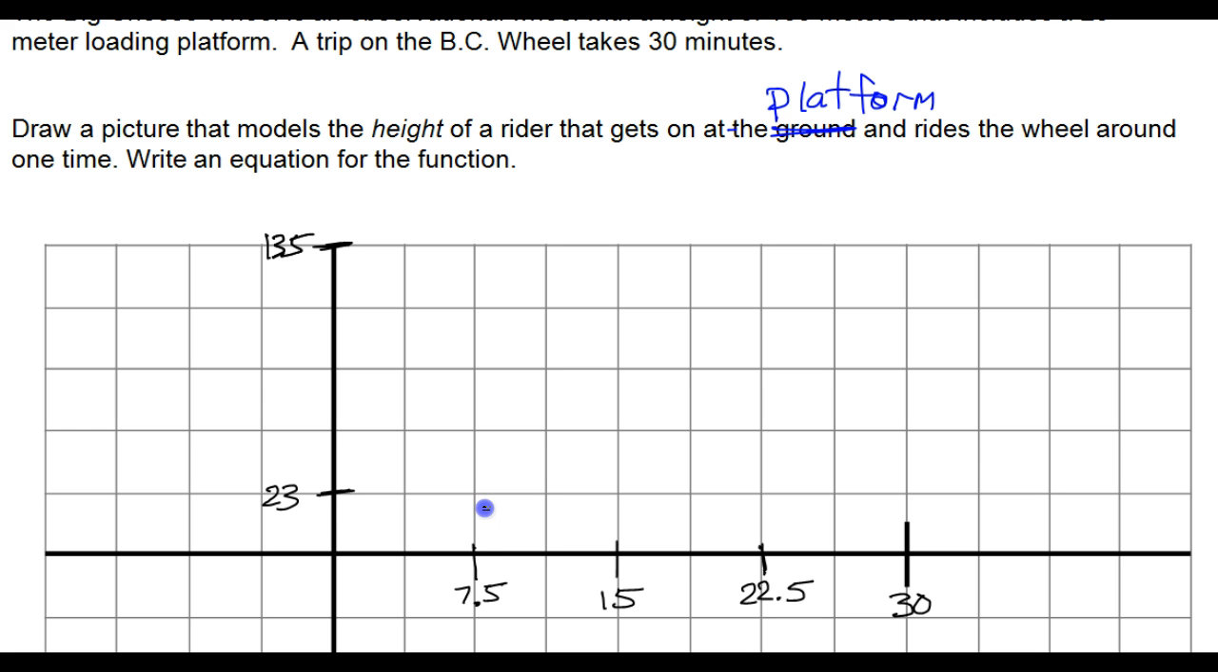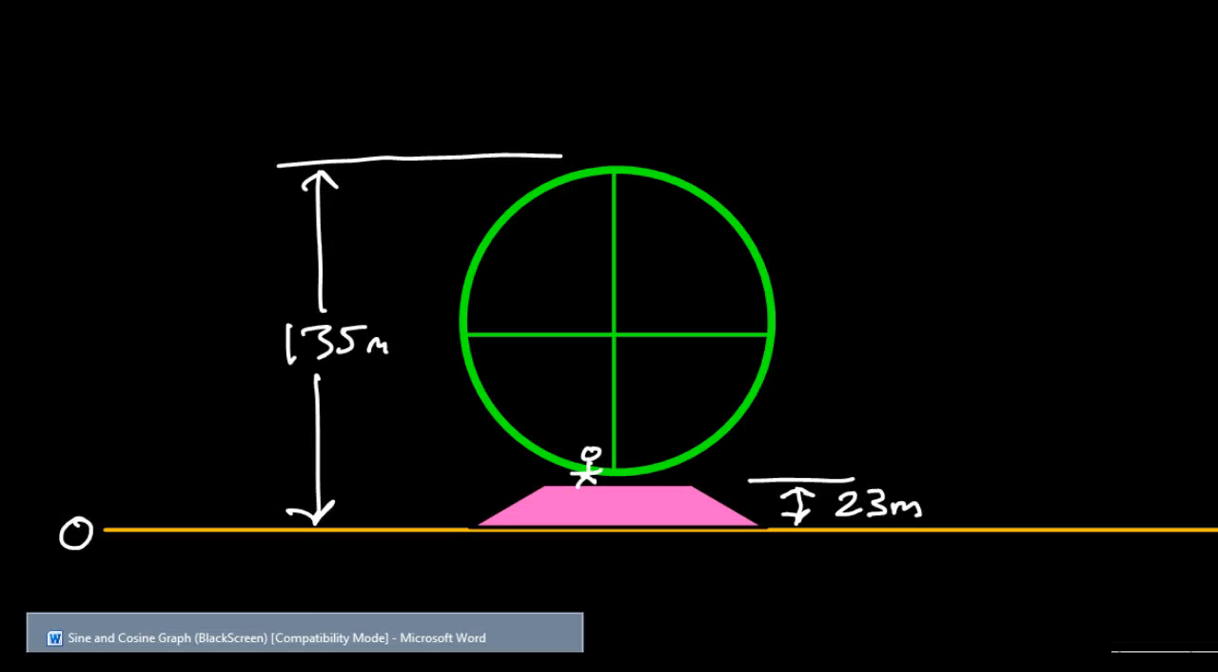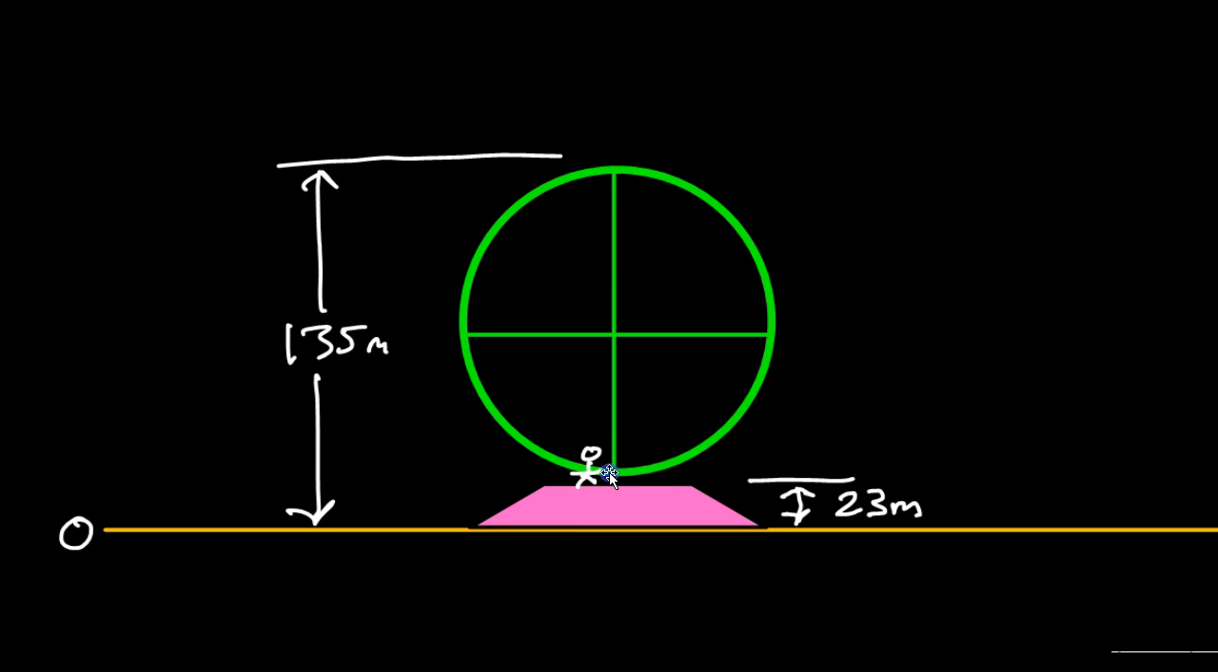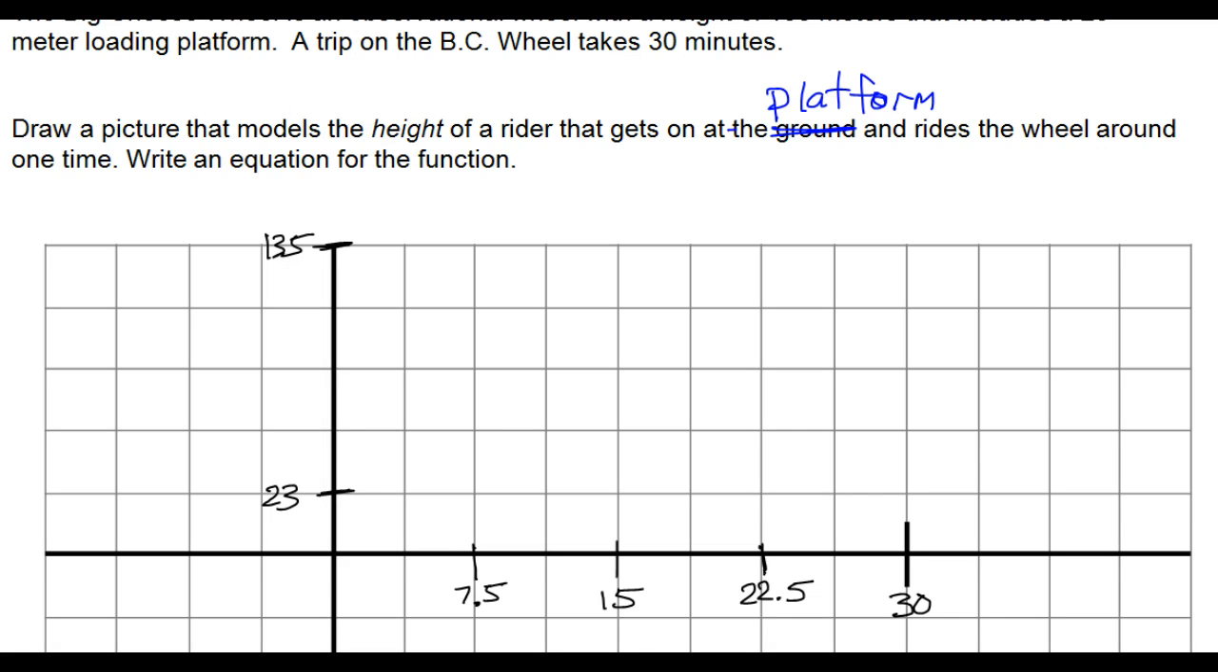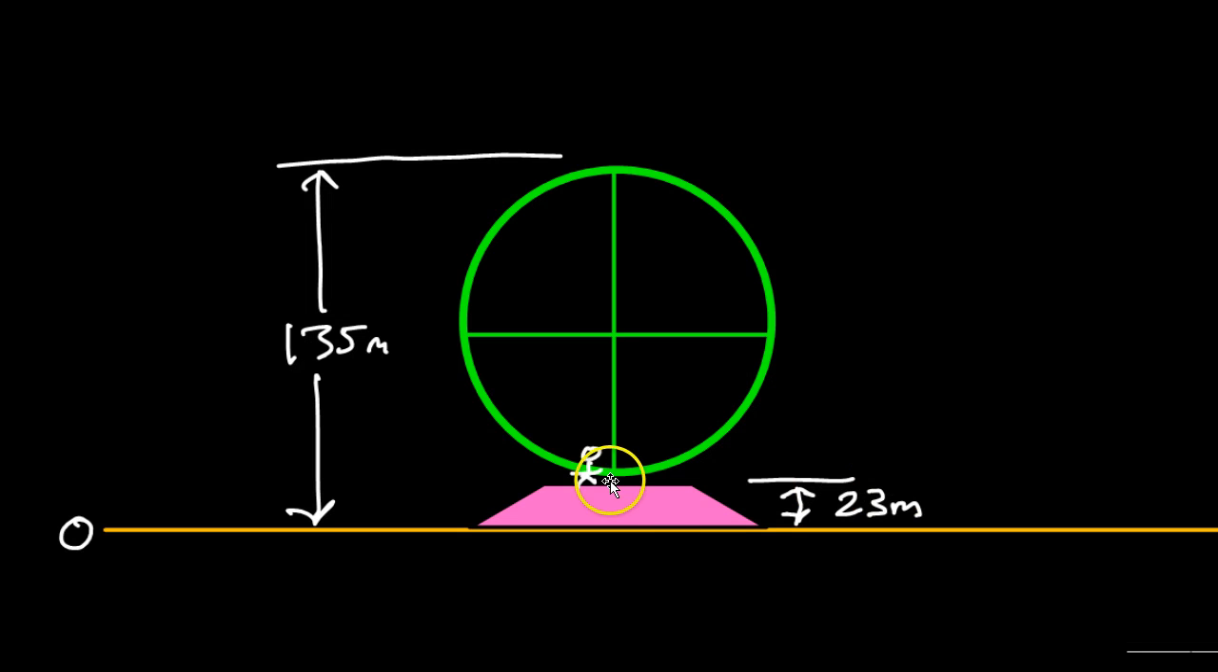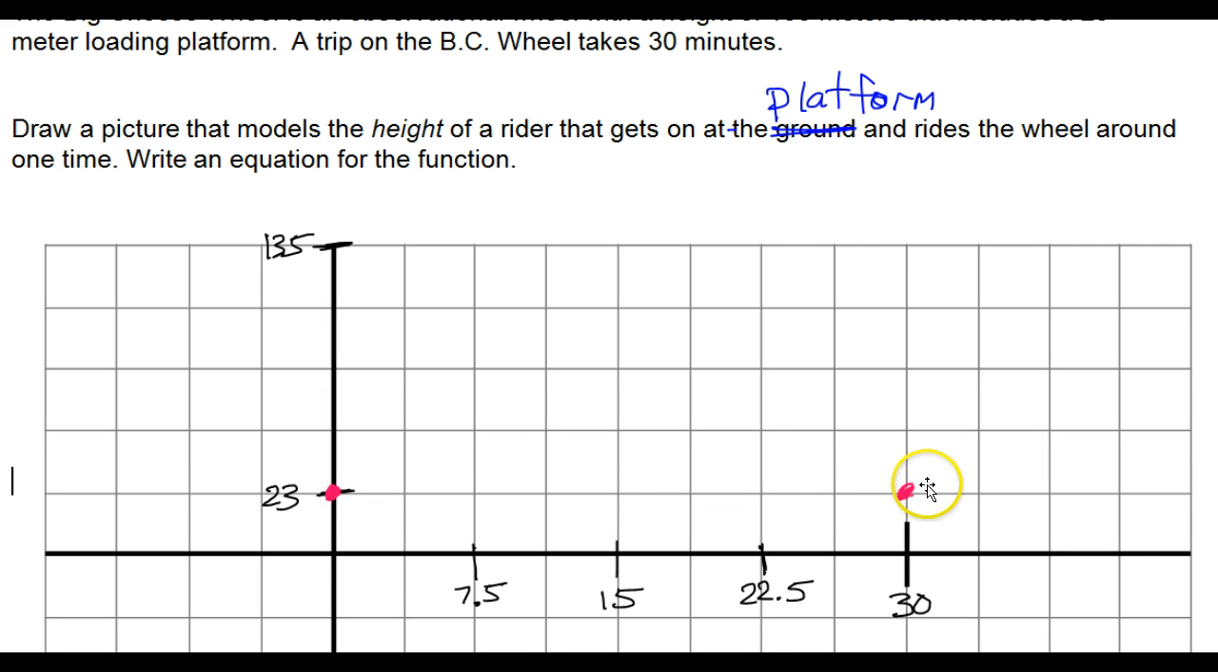So at the beginning, when you first get on the ride, you're going to enter right here at the bottom. That gives me an idea. I can graph that first position. Right here at time 0 will be at 23 meters. 30 minutes later, at the end of the ride, I'm going to be back where I started. So I have these two marked so far, because 30 minutes later I'm going to go up, come back down, and be back at 23 meters again.